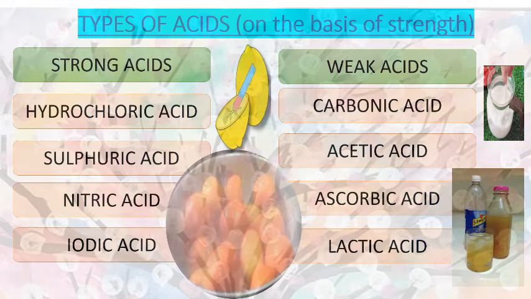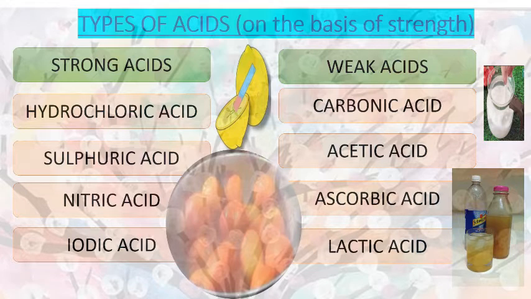Students, on the basis of their strength, acids can be divided into two types: strong acids and weak acids. Strong acids are highly corrosive in nature. They can lead to severe burns, so we have to handle these acids carefully. All strong acids are mineral acids like sulfuric acid, nitric acid and hydrochloric acid. Mineral acids can also act against clothes and wood. That is why we do not store them in metal containers. We store them in ceramic or glass containers.